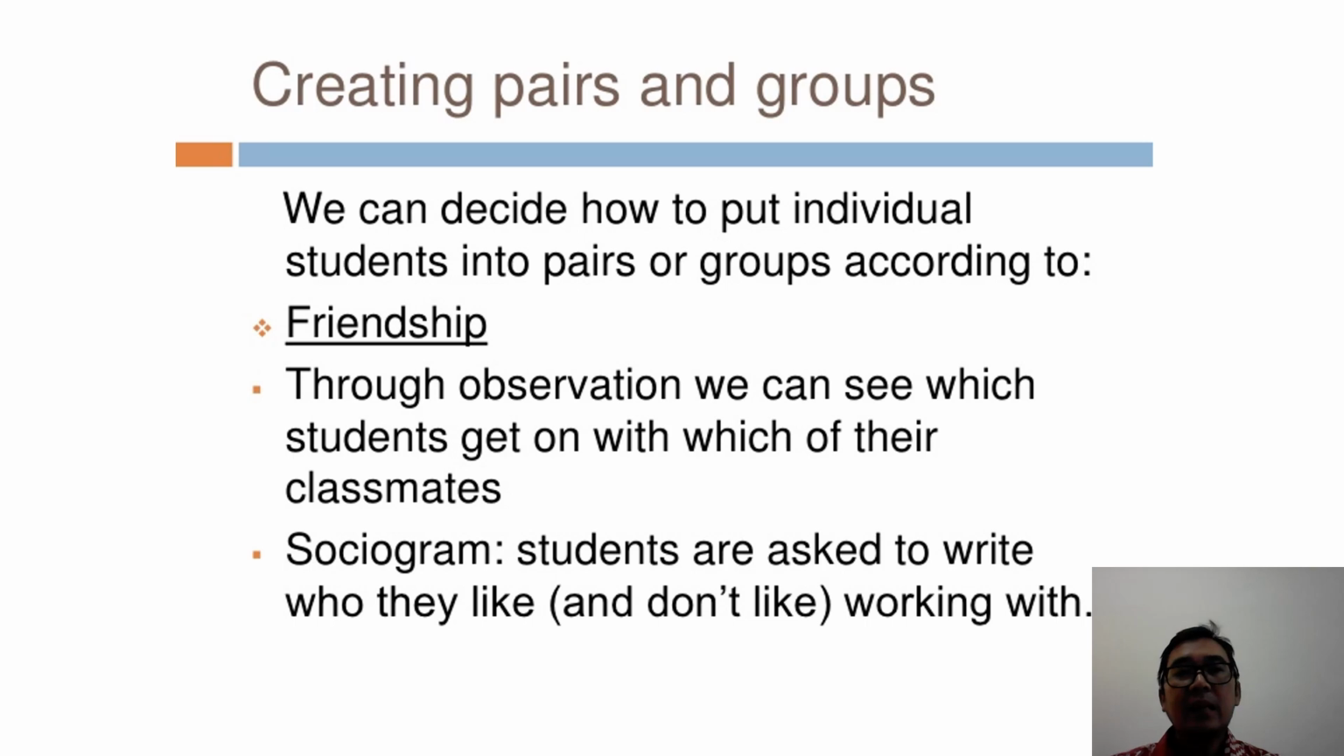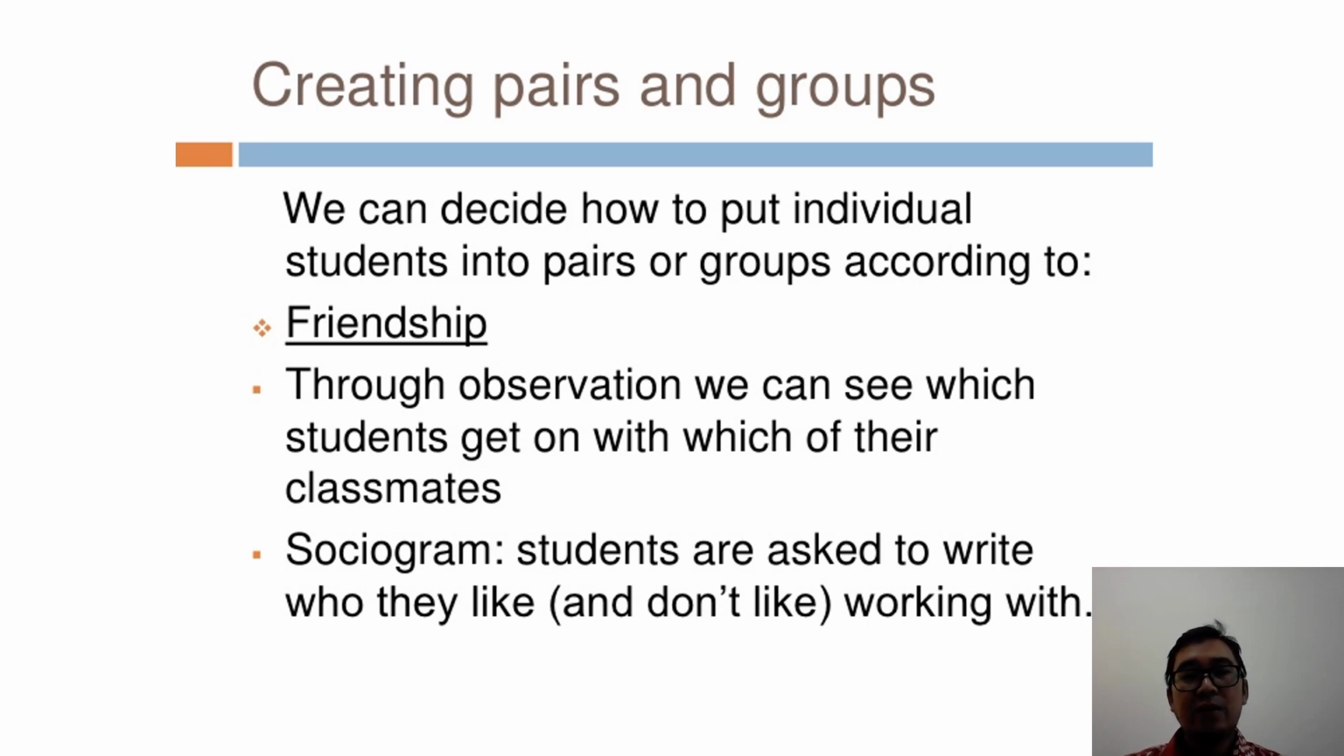Next, creating pairs and groups. We can decide how to put individual students into pairs or groups according to, first, friendship. Of course, as a teacher in our classrooms, through observation, through our conversation with students, we can see which students get on with which of their classmates. Some students are very close and they prefer to be grouped with their friends, so we have to be aware of it. And the second one, we can also use a sociogram.